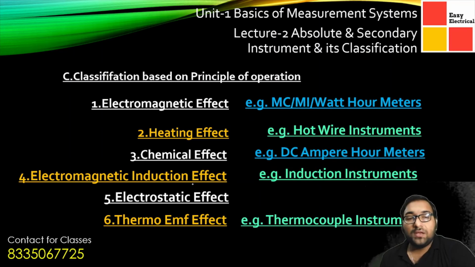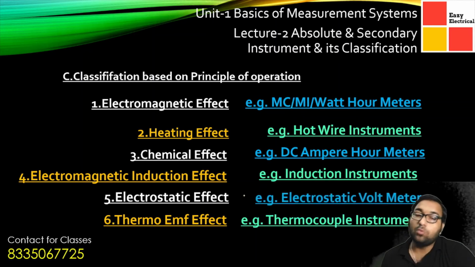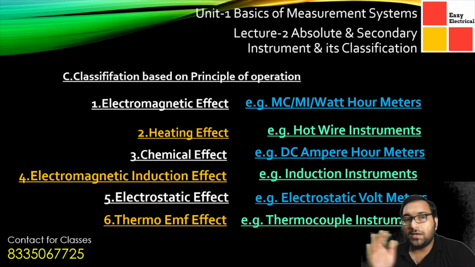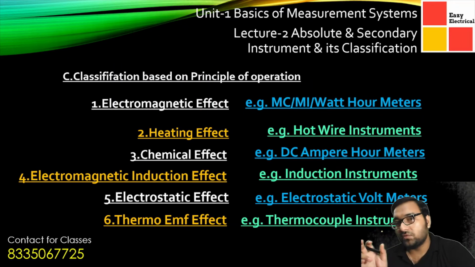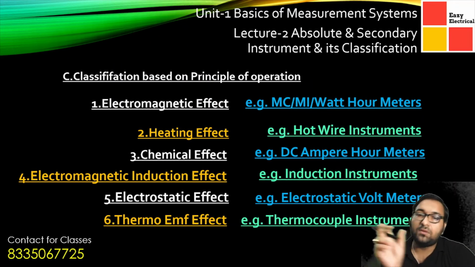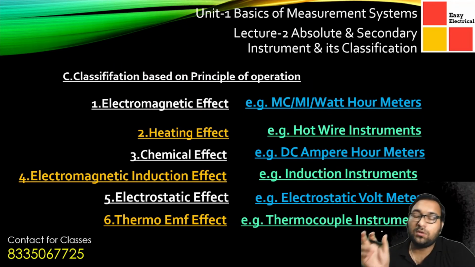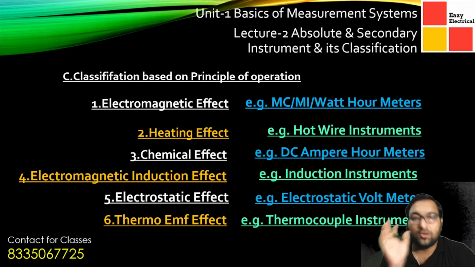Now electromagnetic induction type instruments are basically induction type instruments. Now electrostatic effect is basically seen in electrostatic voltmeters, and thermo EMFs are basically shown in thermocouple instruments. So I will be dealing with all the instruments, and here we will be giving all the ideas about how they are working. Here I have just mentioned the effects associated with these meters. For example, for moving coil type or moving iron type instrument, we are using electromagnetic effect. Hot wire type instrument, it is heating effect.